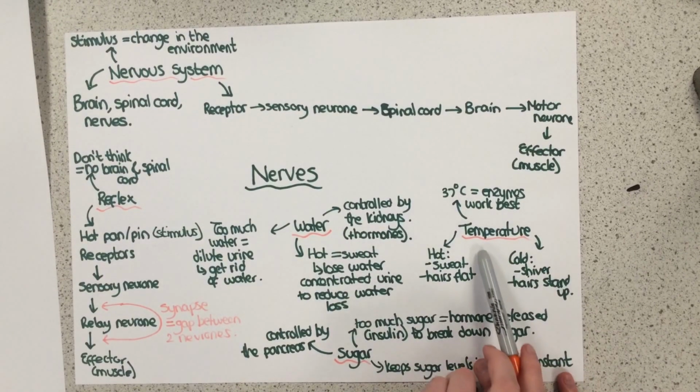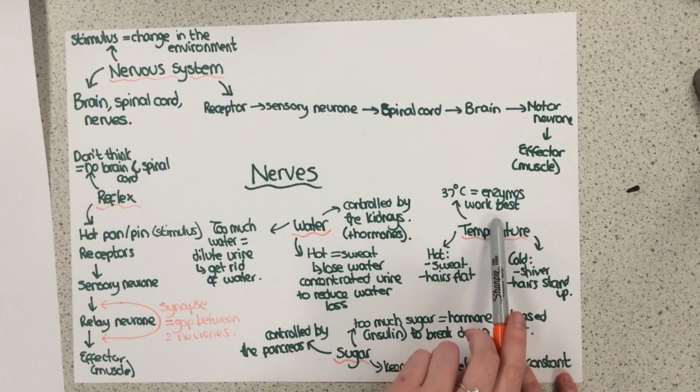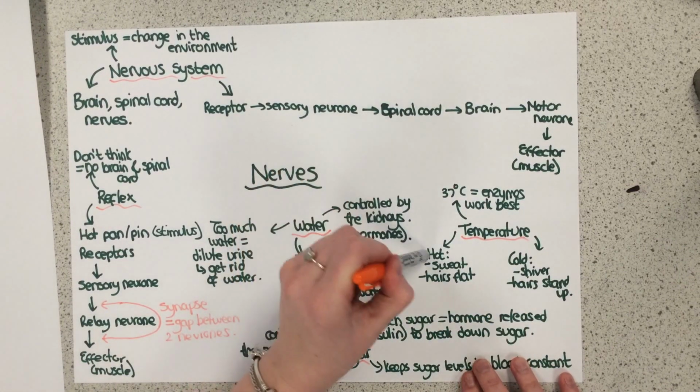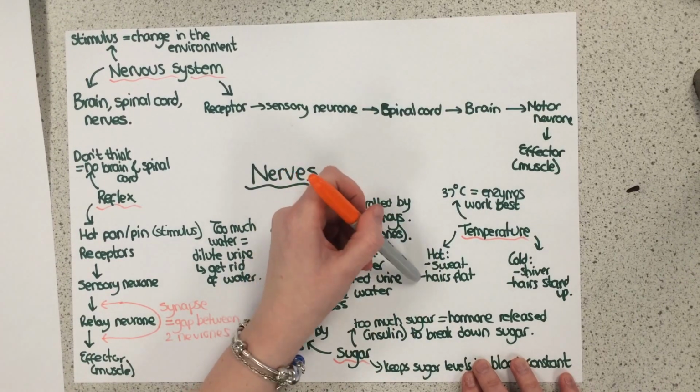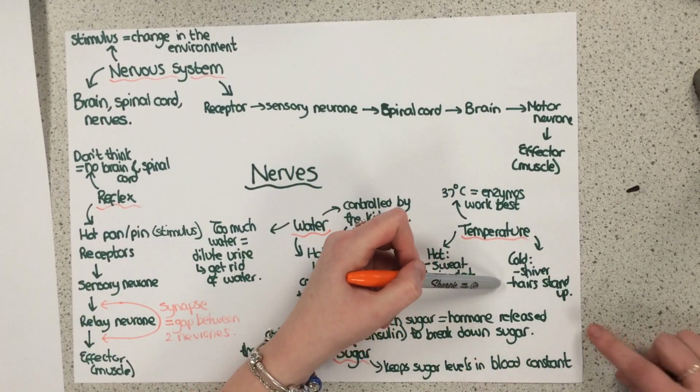Next then is temperature. Temperature is really important in our body to make sure that our enzymes can work, and their best temperature is 37 degrees. If you're too hot, your body will naturally make you sweat and your hairs will lie flat. If you're too cold, you will shiver and your hairs will stand up.